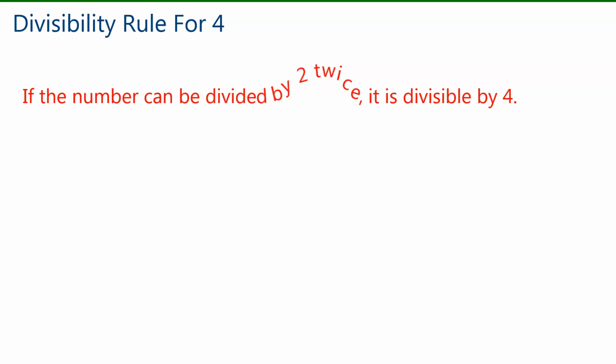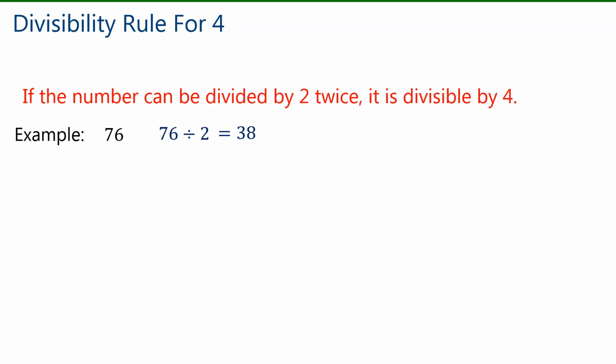And when we look at the divisibility rule, the fact that it's even is very important, because the rule says if the number can be divided by 2 twice, then it is divisible by 4. So let's have a look at an example. If I take 76 and divide that by 2, I get 38. Now because it ends in an 8, we can divide it by 2 again to get 19.